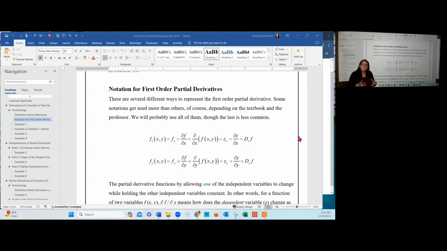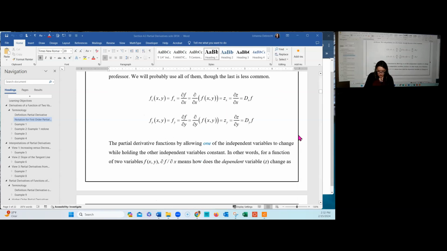If we had a function in four-dimensional space, w, as a function of x, y, and z, then we would have a similar notation, but for a function of three independent variables, and we would have then the partial of z, or the partial of f with respect to z as well.